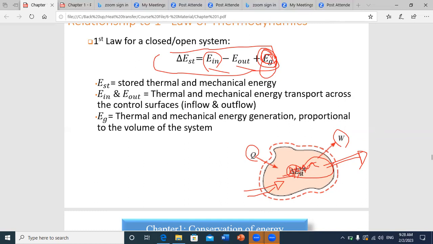Another example: if you have a combustion process inside your control volume, this will lead to energy generation, and you can also put it under the energy generation term. In general, the energy generation term will be given in watt per meter cube. Okay, so it will be given per unit volume.